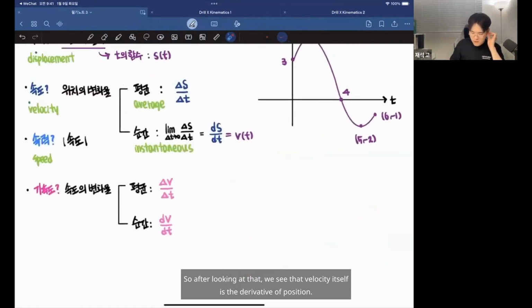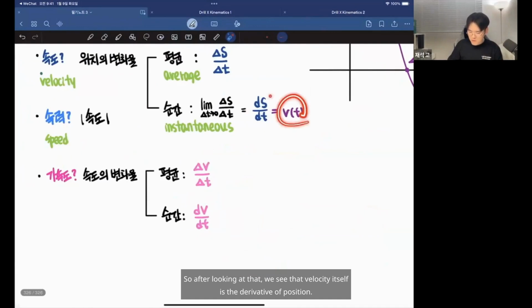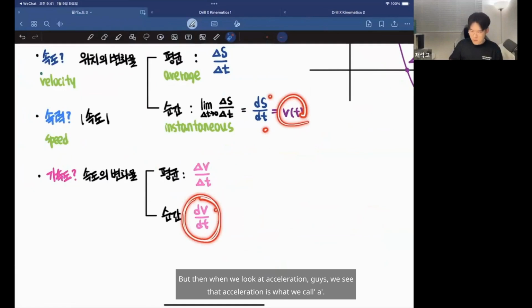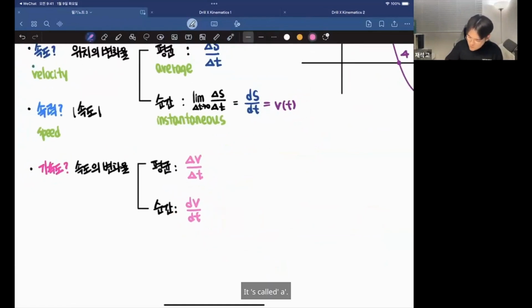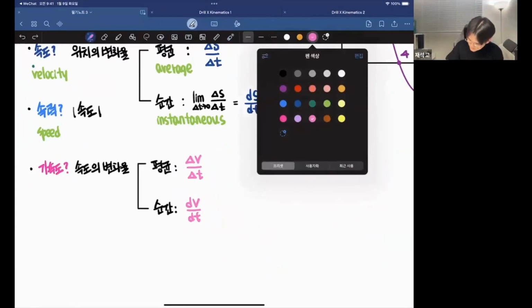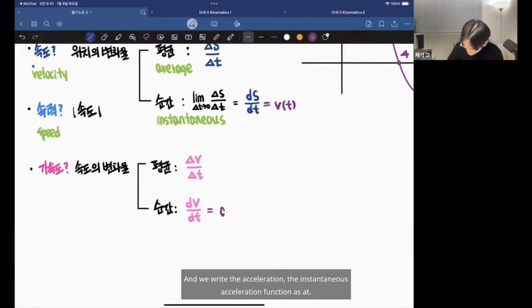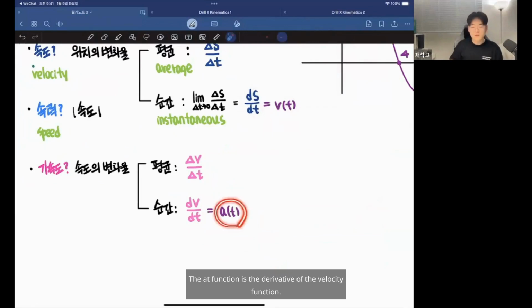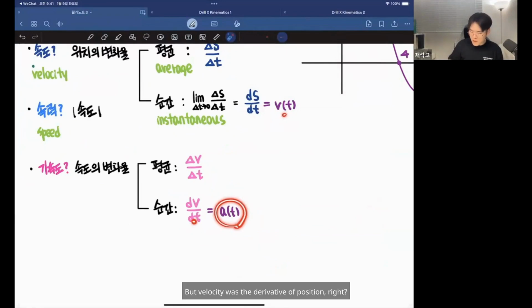So after looking at that, we see that velocity itself is the derivative of position. But then when we look at acceleration, guys, we see that acceleration is what we call a. And we write the instantaneous acceleration function as a(t). The a(t) function is the derivative of the velocity function. But velocity was the derivative of position, right? So the acceleration function is the derivative of the derivative of position.